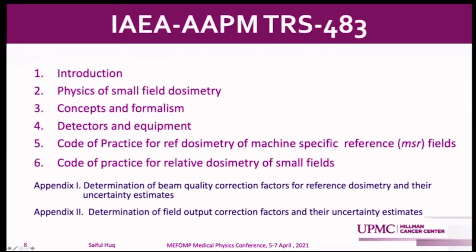There are 6 chapters and 2 appendices. Chapter 1 is the introduction, and chapter 2 is the physics of small field dosimetry. I'll spend a good bit of time on that chapter. Then concepts and formalism, detectors and equipment, and chapters 5 and 6 that deal with the code of practice for MSR fields and relative dosimetry. There are 2 appendices: appendix 1 focuses on the determination of beam quality correction factors for reference dosimetry and their relative uncertainty estimates, and appendix 2 on the determination of field output correction factors and their uncertainty estimates.